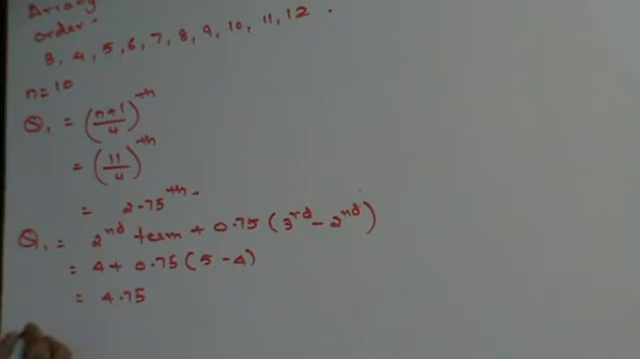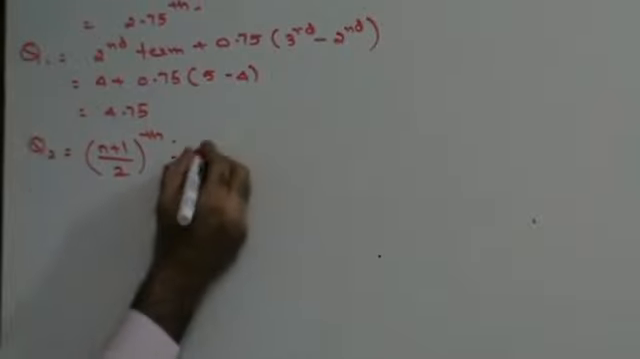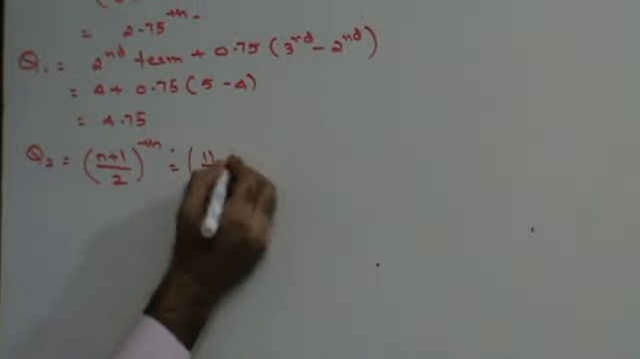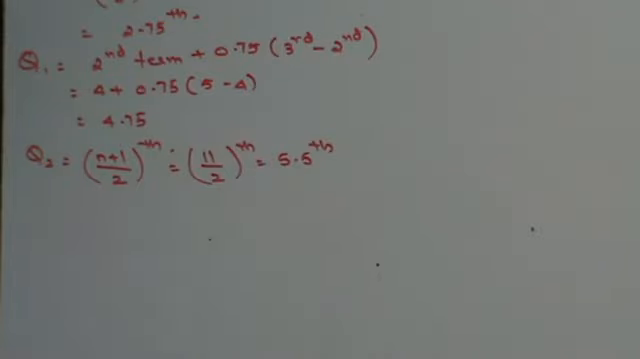Similarly, I can find out Q2. Q2 is nothing but (n plus 1) upon 2th term. So n is 10, 10 plus 1, 11 upon 2th term, that is 5.5th term.